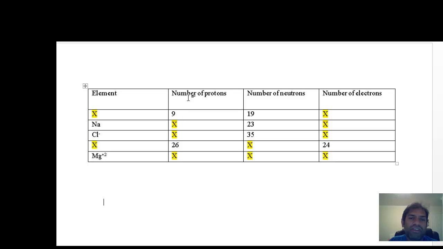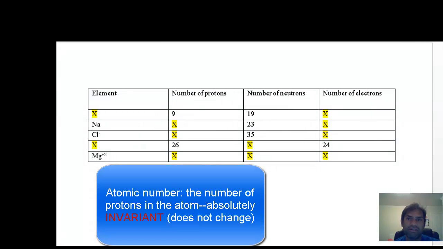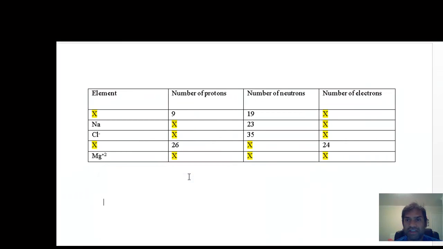The first and foremost thing is the number of protons. That's called the atomic number, and the atomic number is absolutely invariant. It's the number of protons in the atom, inside the nucleus of the atom, and it will never change. That's why we use the term invariant.